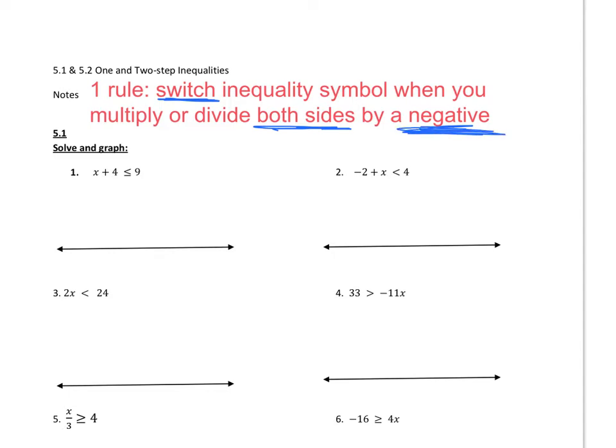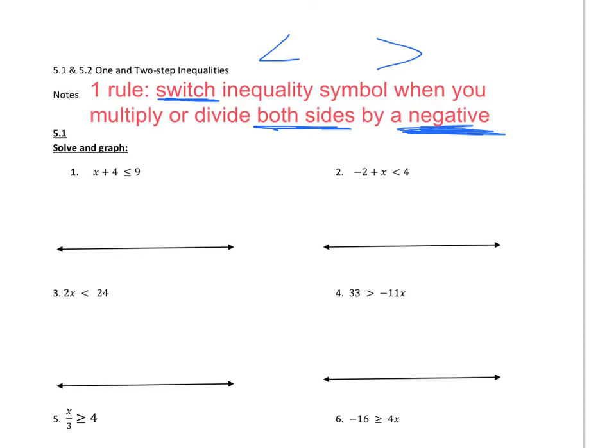So what I mean by switch is if you have, let's say this is less than, if you multiply or divide both sides by a negative, then it's going to switch to a greater than. And that's really the only thing that's different. Everything else is going to be the same. We're going to isolate the variable. We want to get the variable by itself, and then we're going to graph it.